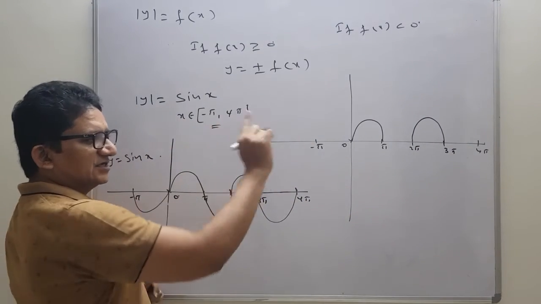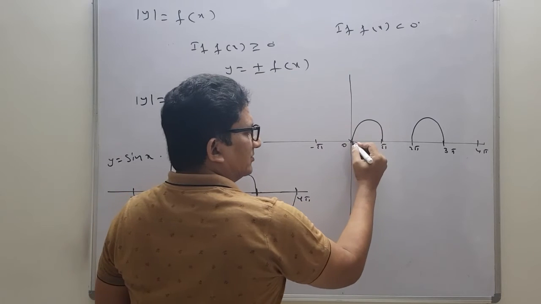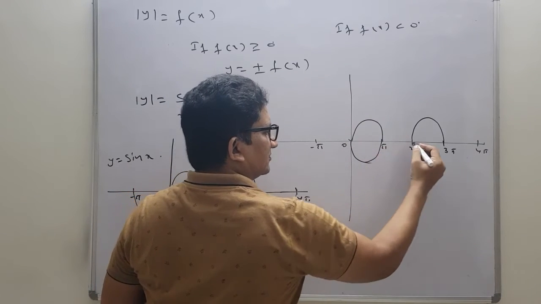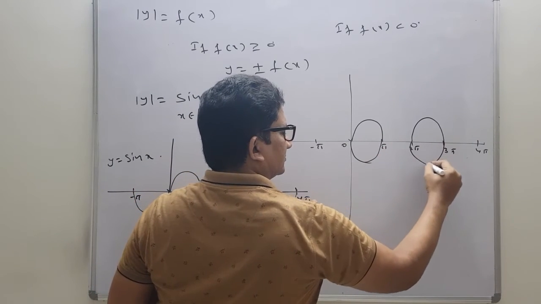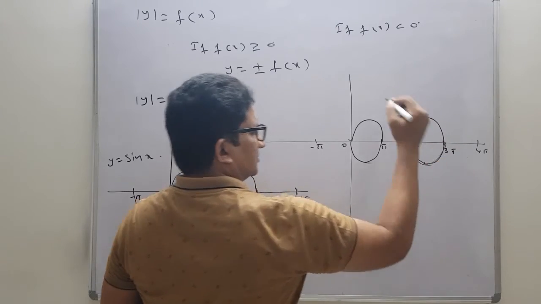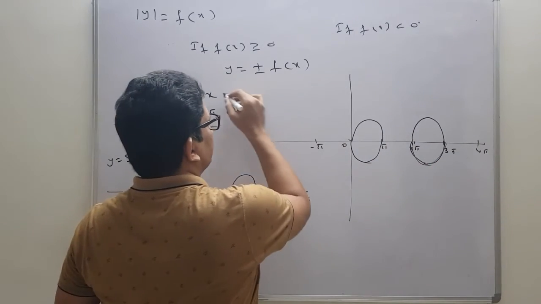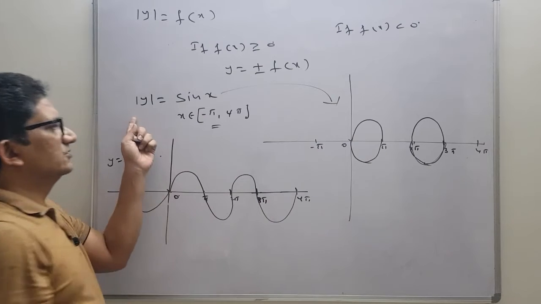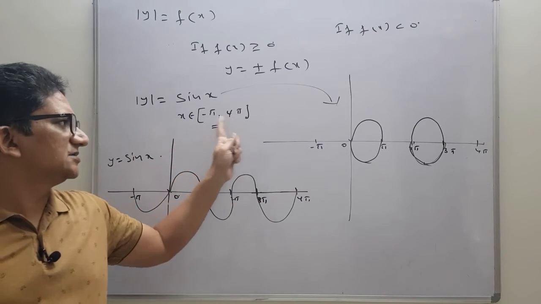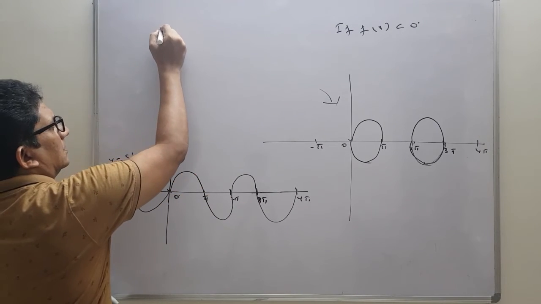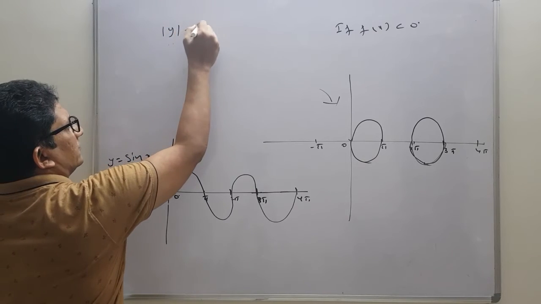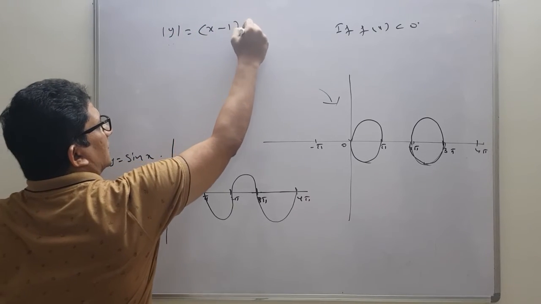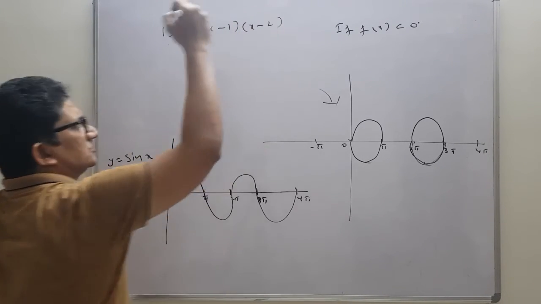Now take the reflection of whatever graph is so formed, meaning we will get something like this type and something like this type. This is the graph. So this is the graph of modulus of y equals sin x between minus pi and 4 pi. Next one, modulus of y equals x minus 1 into x minus 2.